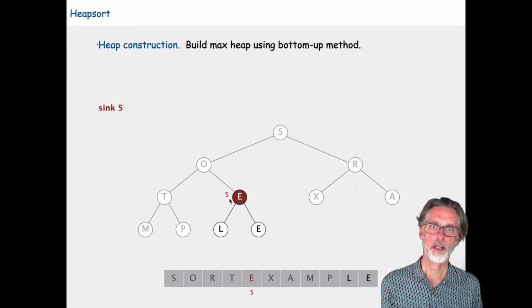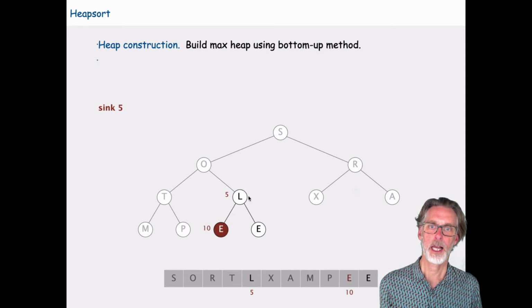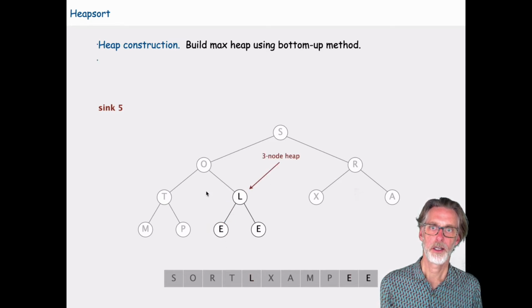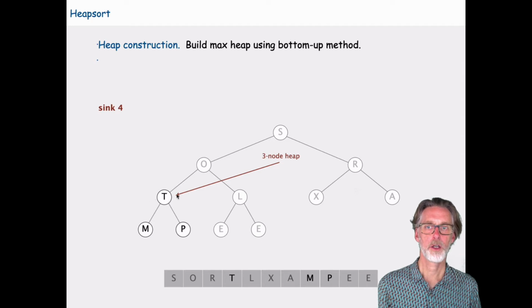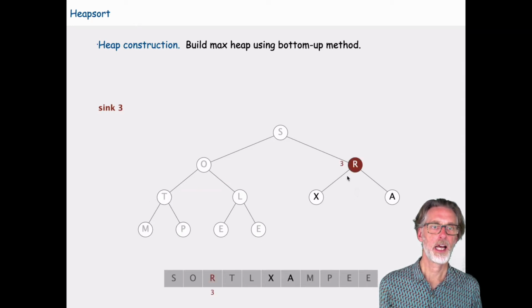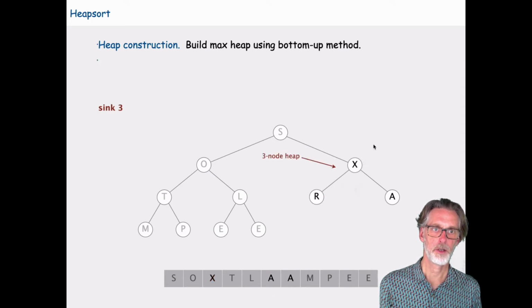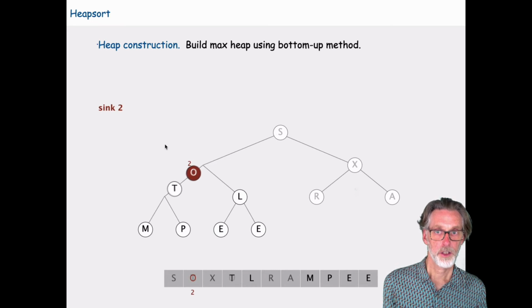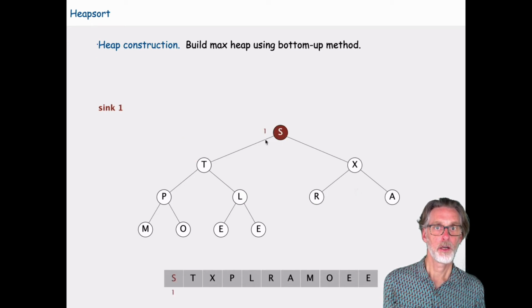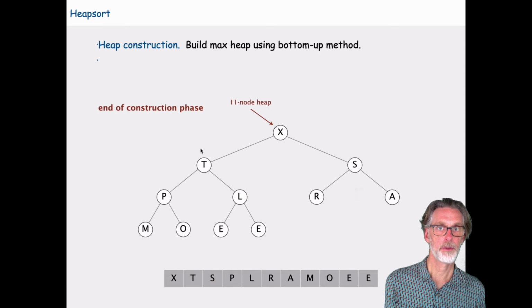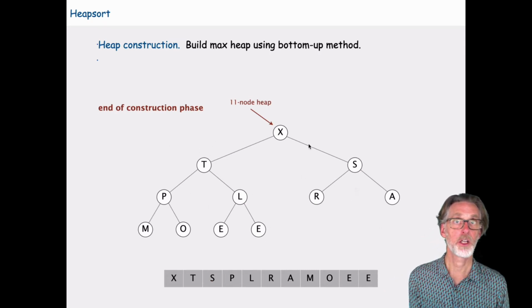And what we're going to do is sink the 5th element, creating a 3-element heap. Then we'll go back to 4, and we'll sink it, creating a 3-node heap. Then we'll go to 3 and sink the 3rd node here, creating again a 3-node heap. We then sink 2, which will give us a 7-node heap. Finally, we're going to sink S, which will give us our last heap. It's got 11 nodes in it, and we're done.